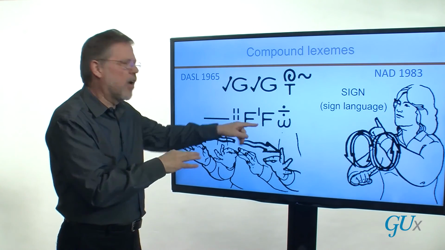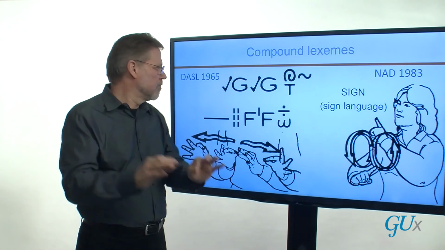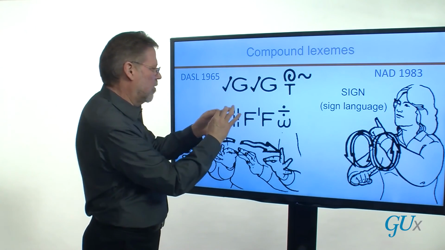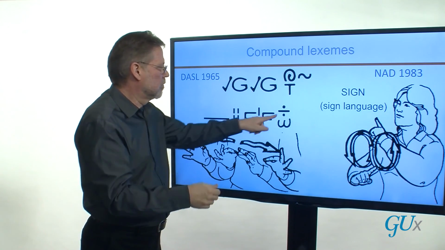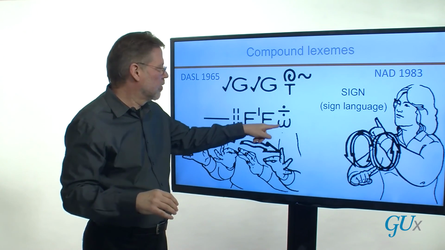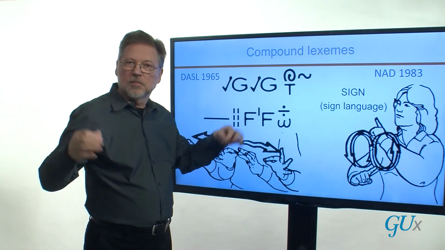The F symbols are for this hand shape, while the vertical mark indicates initial contact. The outward movement is represented by the division symbol, giving you this form. The lowercase w implies a twisting movement of the wrist, giving you this form of language.